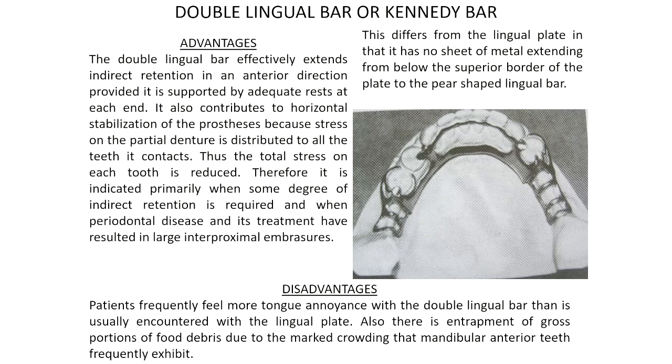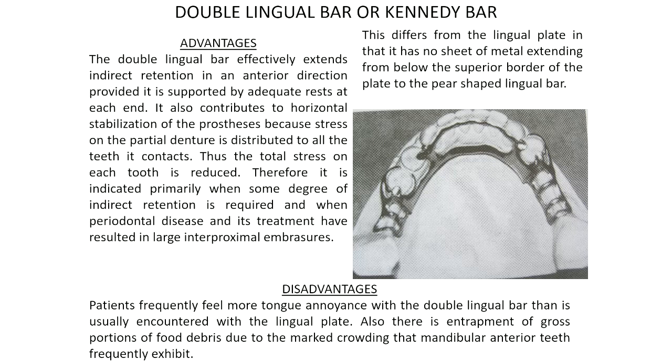Now, coming to the double lingual bar or the Kennedy bar. The advantages are that the double lingual bar effectively extends the indirect retention in an anterior direction, provided it is supported by adequate rests at each end, and it also contributes to horizontal stabilization of the prosthesis because stress on the partial denture is distributed to all the teeth it contacts, and thus the total stress on each tooth is reduced. Therefore, it is indicated primarily when some degree of indirect retention is required, and when periodontal disease and its treatment have resulted in large interproximal embrasures.